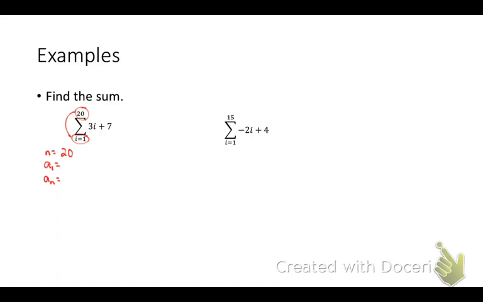I then want to find what is a sub 20 and what is a sub 1. So all I'm going to do for a sub 1 is I'm going to take my rule that I'm given here, and I'm going to go 3 times 1 plus 7, and I'm going to get my first term of 10. I'm going to do the same thing then for the 20th term, but I'm going to go 3 times 20 plus 7 and get 67.